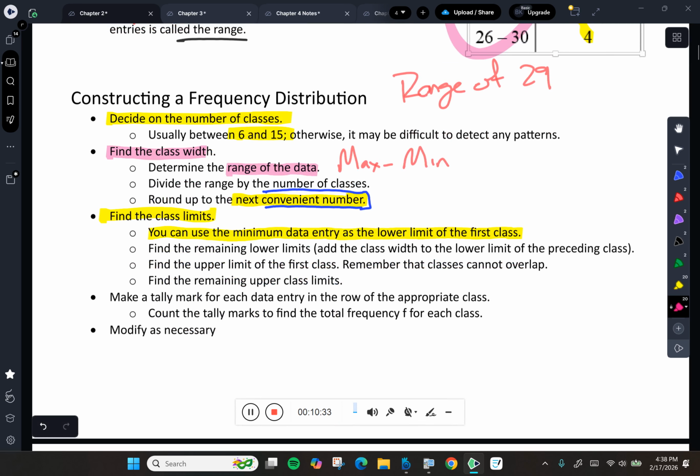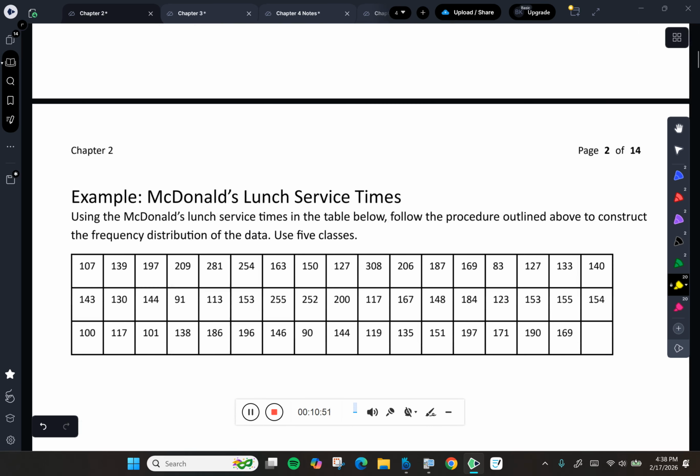We literally just have to go through and tally up to make those. Now, the last step down here where it says modify as necessary, we'll talk about that once we get one built. The modifications that one could make to express the data in a slightly different way if you thought it was appropriate. All right, so let's go ahead and do that.